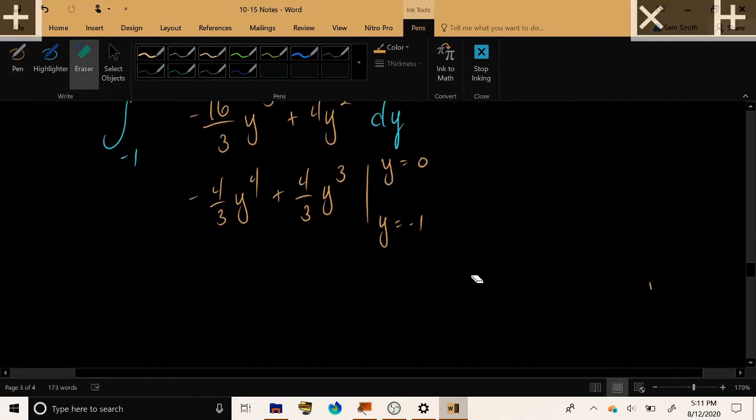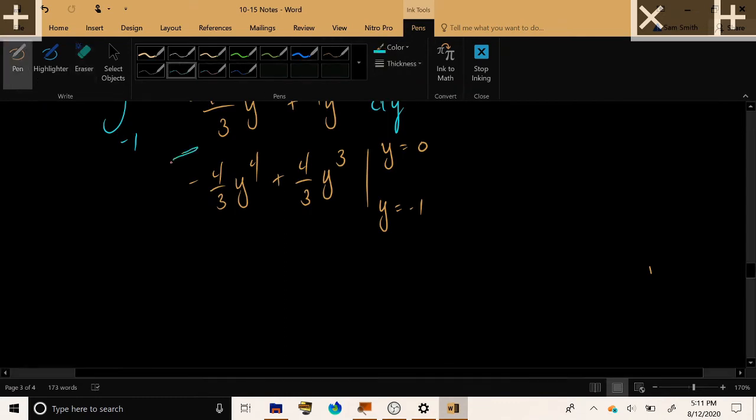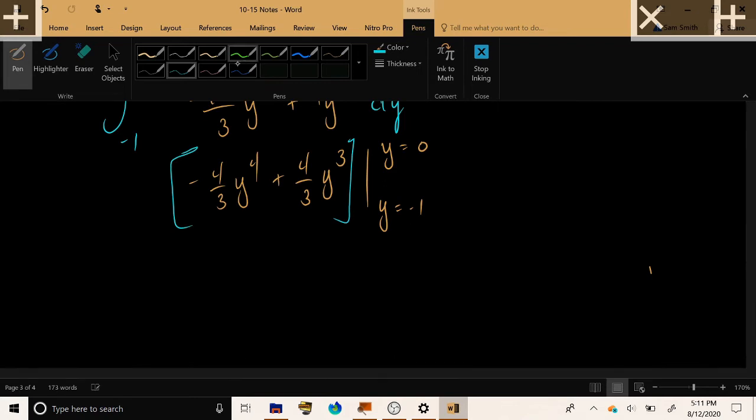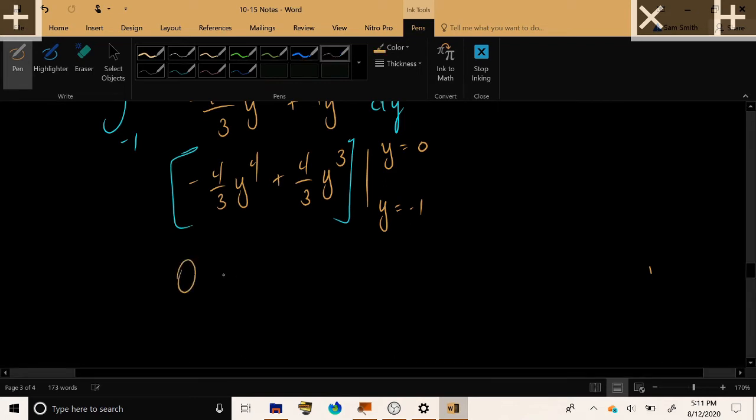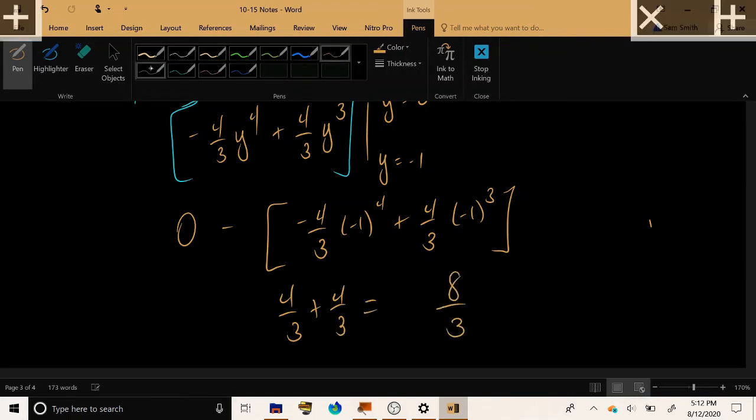And if we plug in those limits and subtract, plugging in 0 will cause the entire quantity to vanish, and plugging in -1 will give us -4/3 times -1 to the 4th power plus 4/3 times -1 to the 3rd power. And so some arithmetic will get this done. This looks like 4/3 plus 4/3. This looks like a net volume of 8/3.